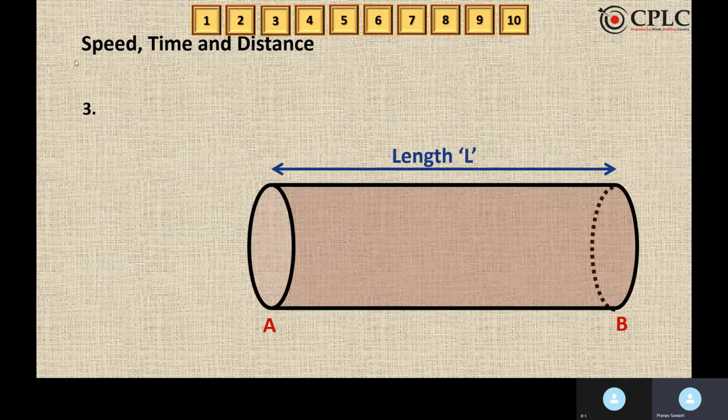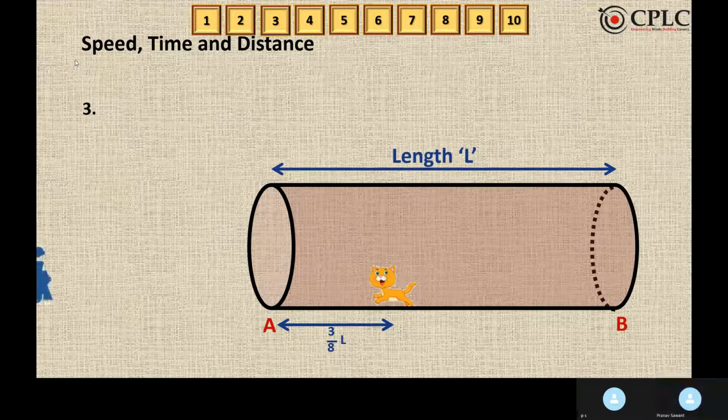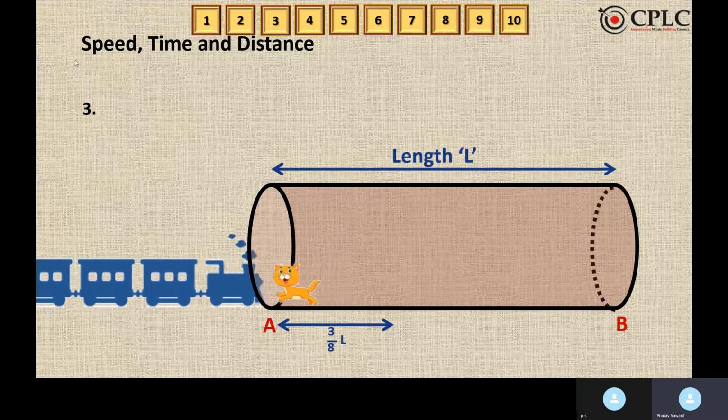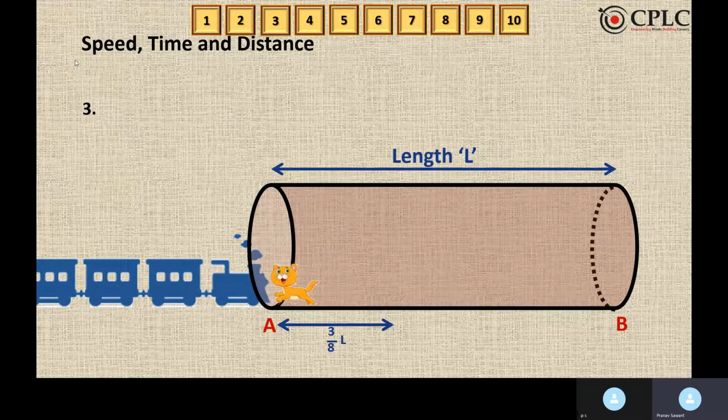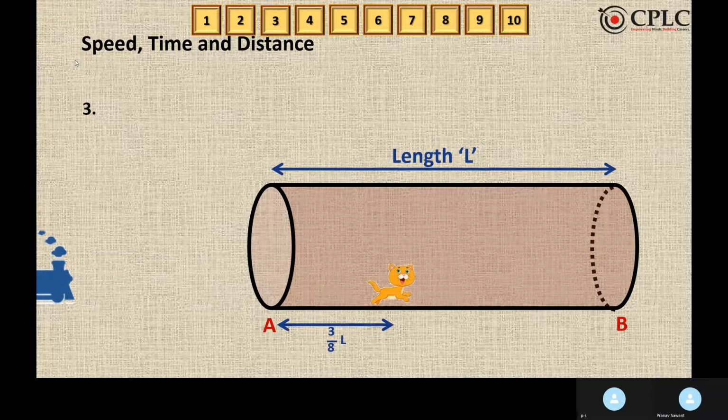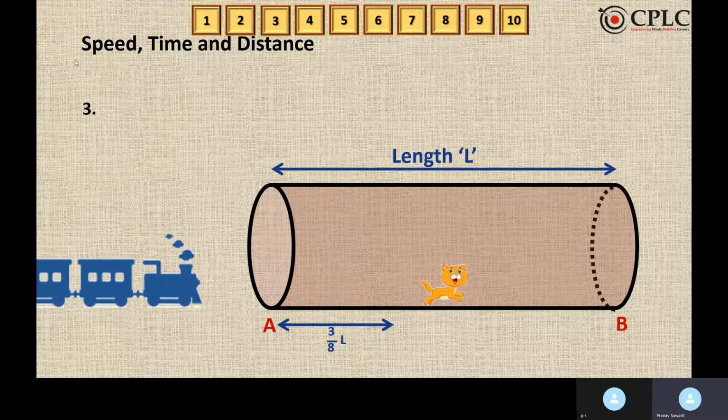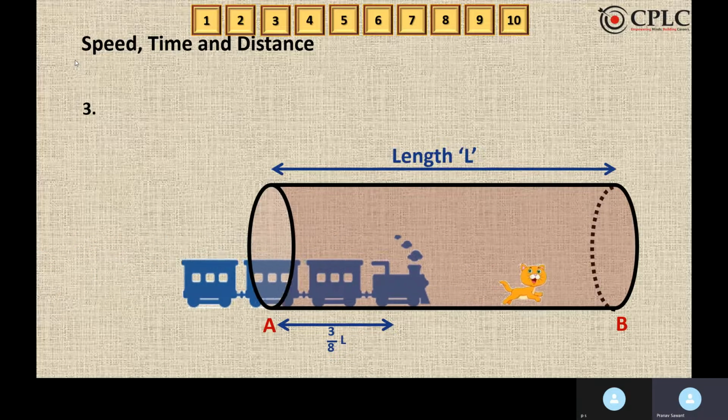Now, length of the tunnel is L. We don't know the actual length. So cat will stand at 3/8 of L. Now a train is approaching the tunnel. So when the train is at point A, the cat also reaches point A. When the cat runs towards point B, the train also reaches point B at the same time.